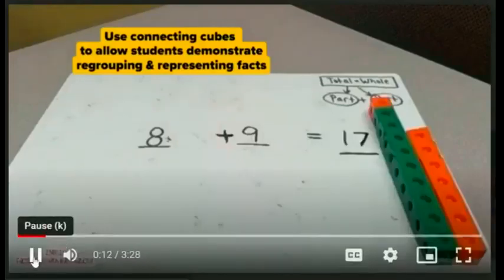To start, you can use connecting cubes to see if students have an understanding of regrouping or the strategy of making a 10. A student here showed their understanding because they took one of the orange cubes and regrouped it to the green cubes to show that 10 could be made and 7 orange cubes would be left over in the ones place. This idea of having two parts that make a whole is key when building their addition facts.